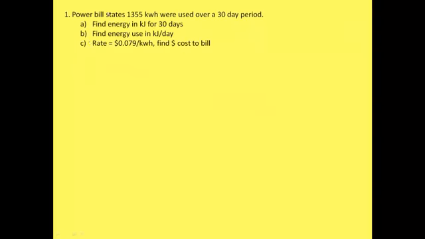In our first problem, we've received a bill of 1,355 kilowatt hours is what the statement says, and this is over a 30-day period. And they want us to find the energy in kilojoules over this 30-day period. Find the energy in kilojoules per day, basically taking the A answer divided by 30, and then given a rate of only $0.079 per kilowatt hour, find the total cost for this bill. So here's how we start it.